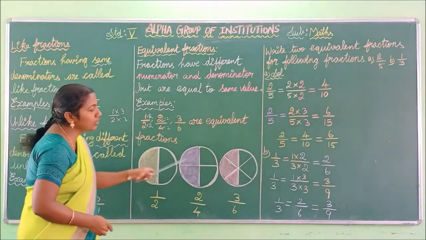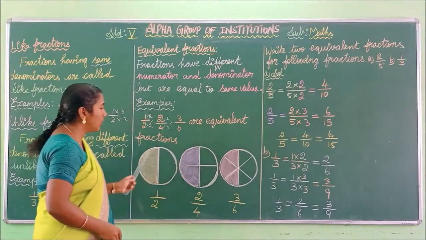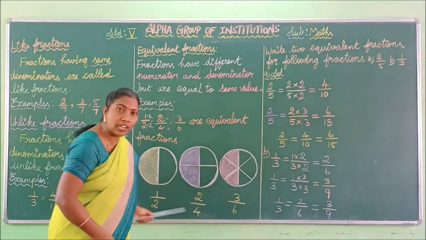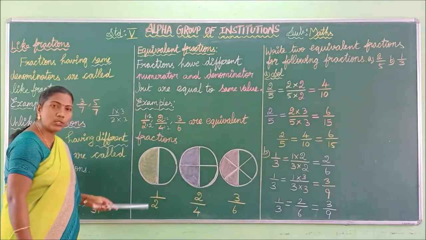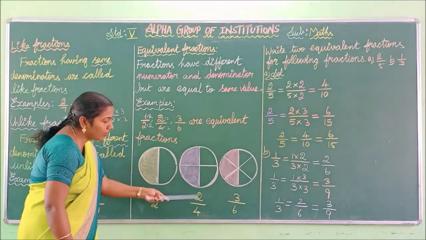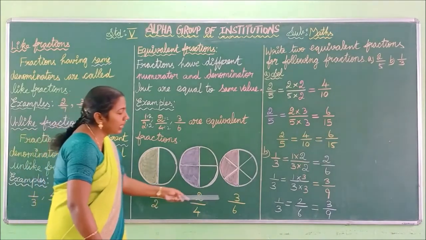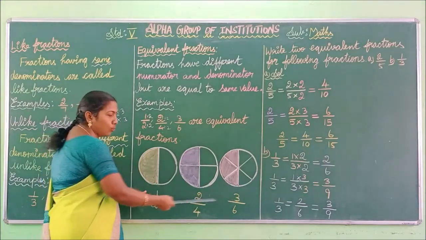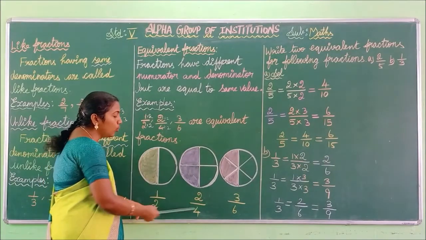Observe these circles, children. Among the three shapes, the shaded portions are the same, though the fractions are different. Here our fraction is 1 by 2, here our fraction is 2 by 4, here our fraction is 3 by 6. See, the numerators are different: 1, 2, 3. And the denominators also: 2, 4, 6.